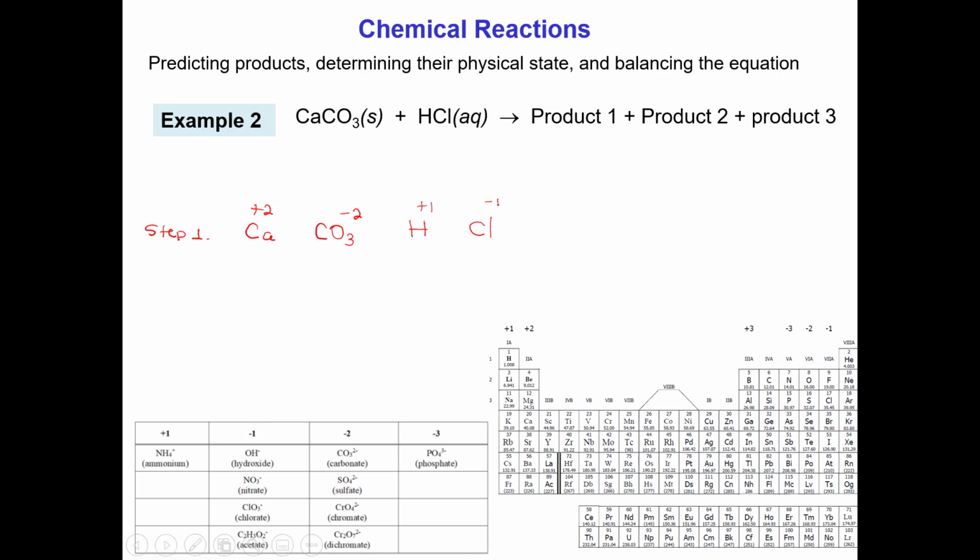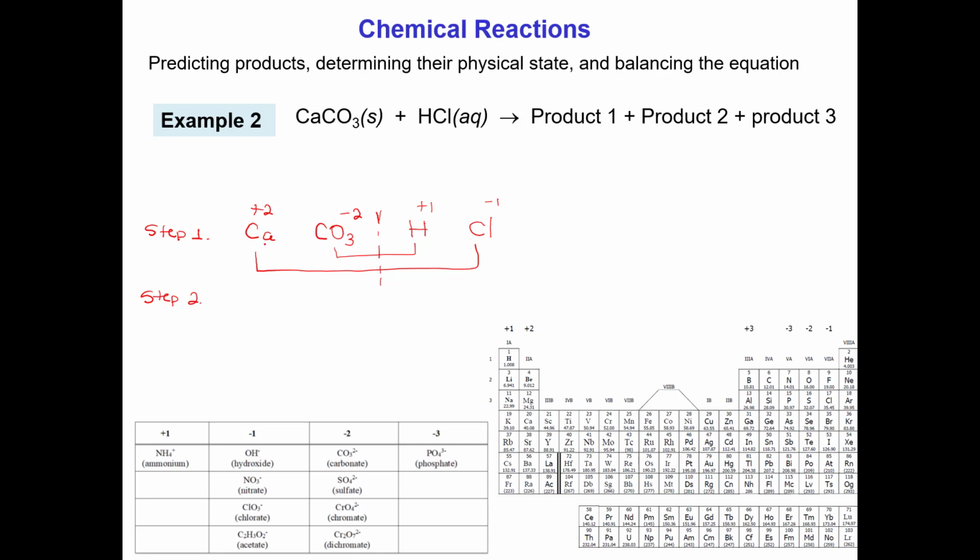Now let's combine these two groups of ions. We know the positive ions will always react with the negative ions because they attract. Then calcium will combine with chlorine, and carbonate will be combined with hydrogen. And in step number 2, we want to write the neutral compounds.